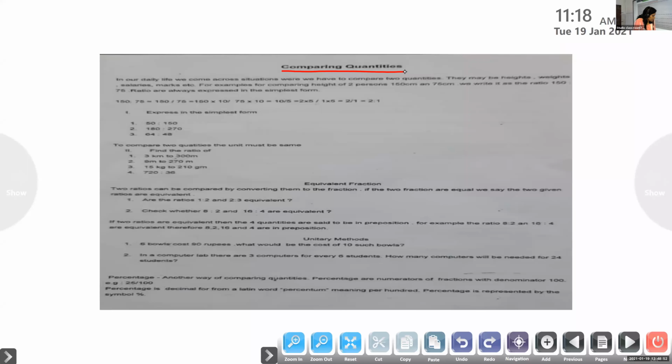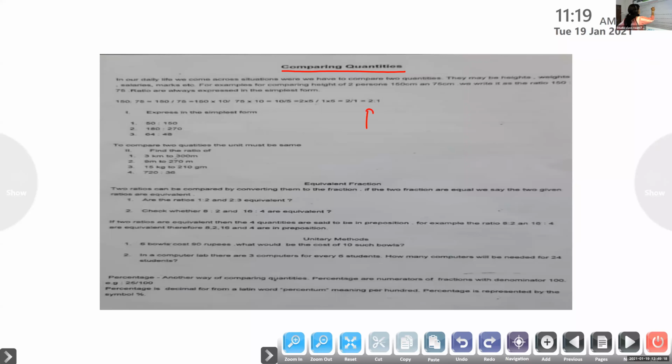If Amina's height is 150 centimeter and another person's height is 147 centimeter, we say Amina is 3 centimeter taller than the other person. Isn't it? That is one method of comparison, subtraction. Another method of comparison is ratio. I'll tell you what it is. We'll start from the beginning.